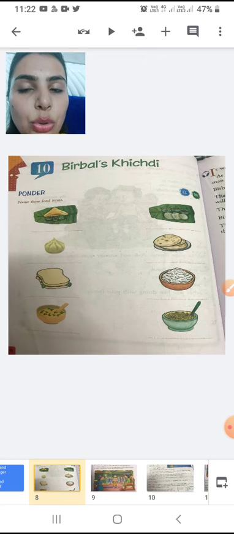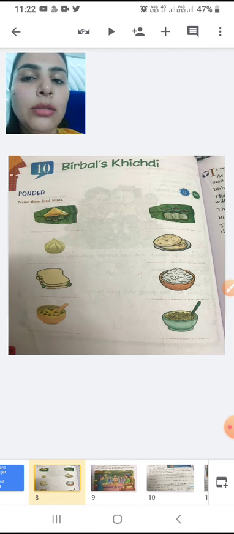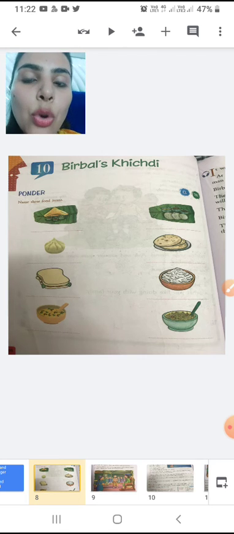So Akbar asked Birbal's wife and daughter, where is Birbal? They said he is making khichdi in the garden. So Akbar was waiting for the khichdi. 1 hour passed, 2 hours passed, 3 hours passed. So many hours had passed, but the khichdi was not ready.